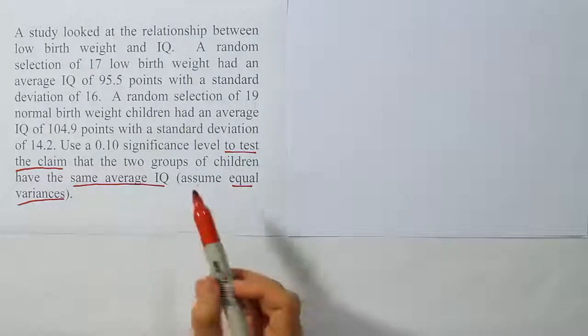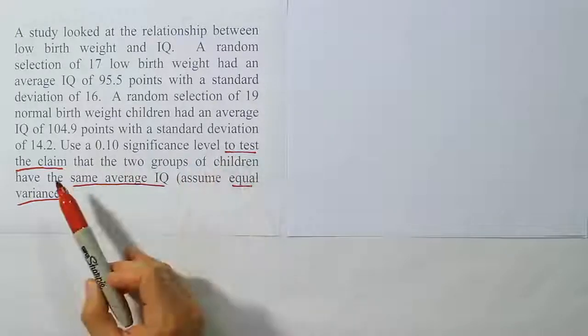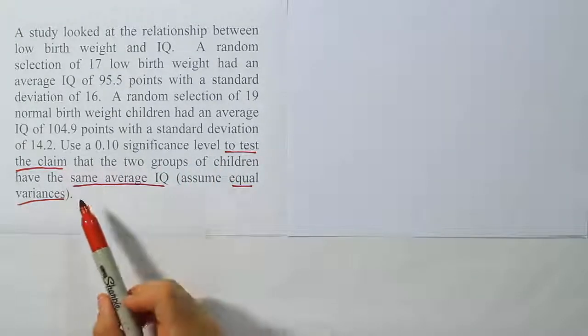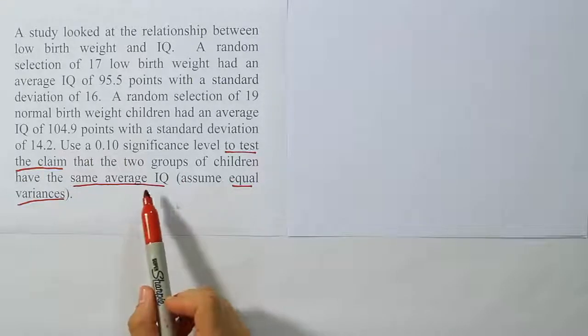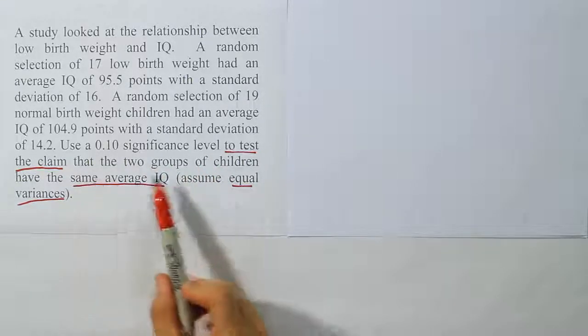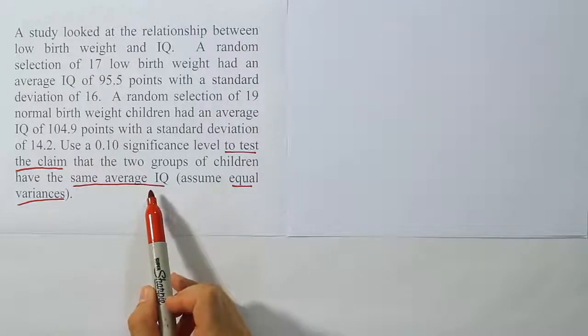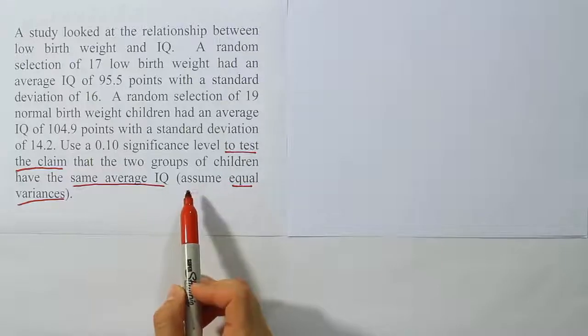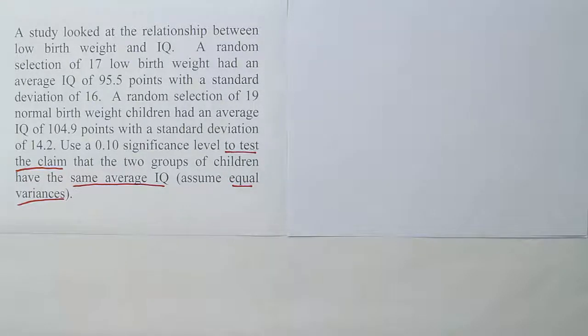So I've underlined this phrase, to test the claim, which is going to indicate to us that we have to do a hypothesis test for this problem. And then I've looked here at this phrase that the two groups of children have the same average IQ. So we want to test the claim that the two groups of children have the same average IQ. That's going to help us get our initial claim, right? And then finally, we have a detail here that's important to us in the problem. It says assume equal variances. They're referring to the population variances. They want us to assume equal variances for this problem.